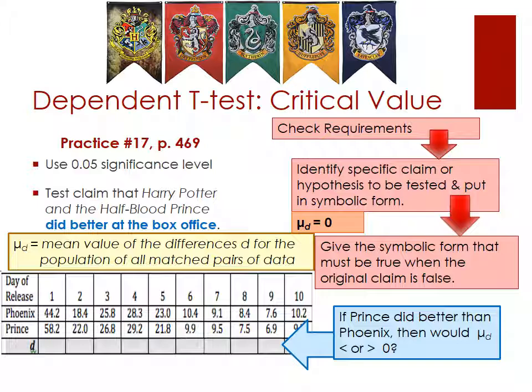Here we're looking for the cues from the way the problem is worded. So here we're being told that we're testing the claim that Half-Blood Prince did better at the box office than the Phoenix. So if Prince did better than Phoenix at the box office, would mu D be less than 0 or greater than 0? Look at how these numbers are ordered. And keep in mind, when you're doing the dependent t-test, the order in which the values are put matters.